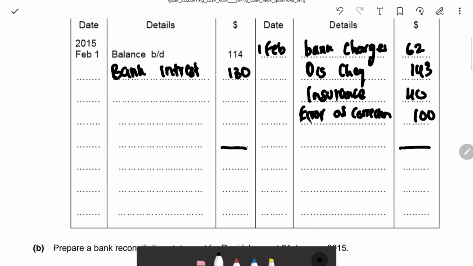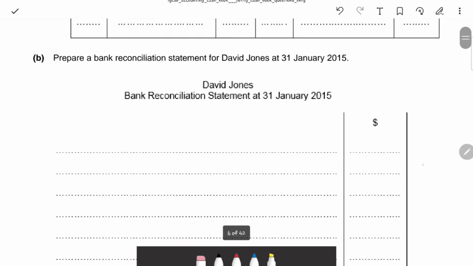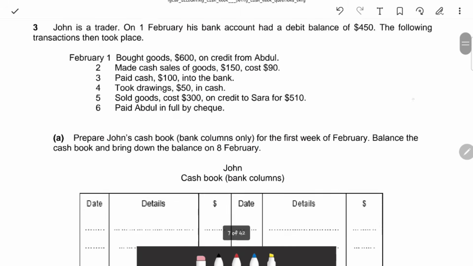So double line. Here will be 345. And here you do a balance carry down, and this will be 101, and this will be 345. And then on 1st Feb you bring down the balance, so balance brought down 101. So there you go, that's how you prepare your bank column.